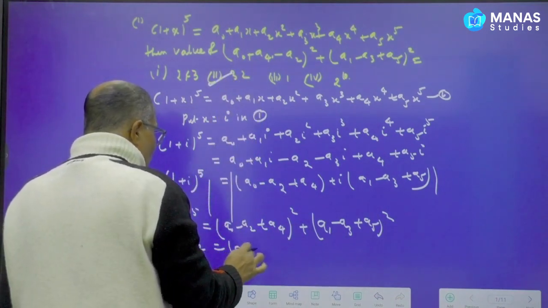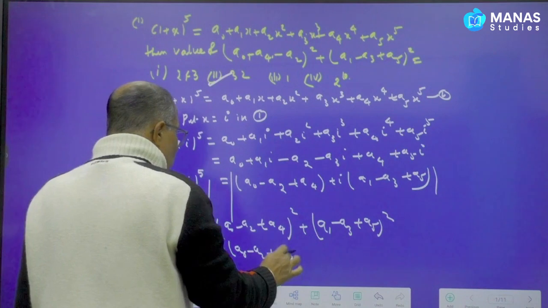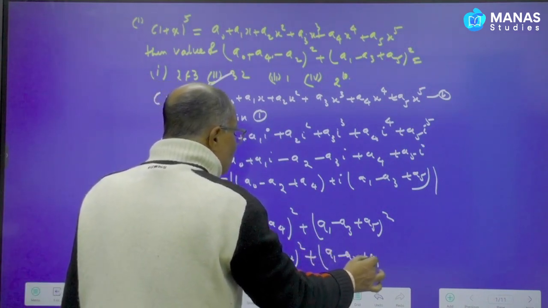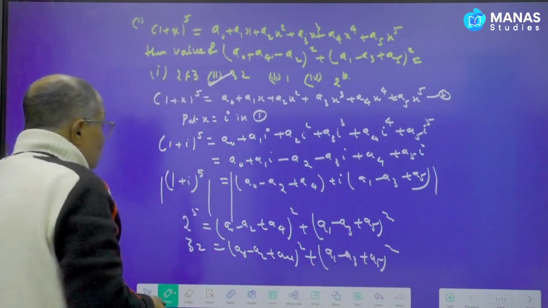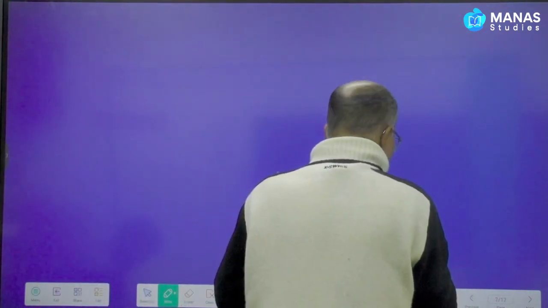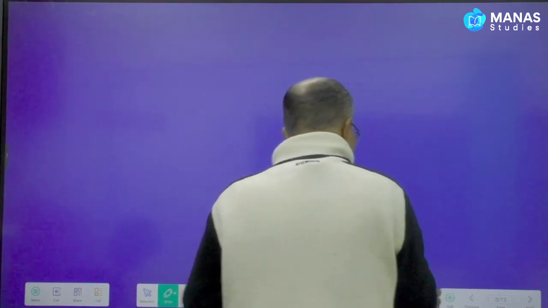(a0 − a2 + a4)² + (a1 − a3 + a5)². So the answer is 32. Now we will move to the next question.